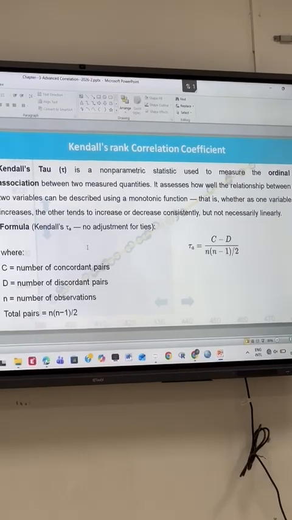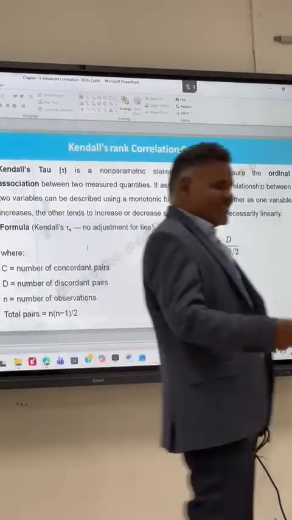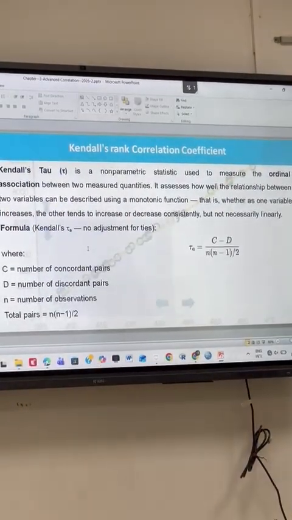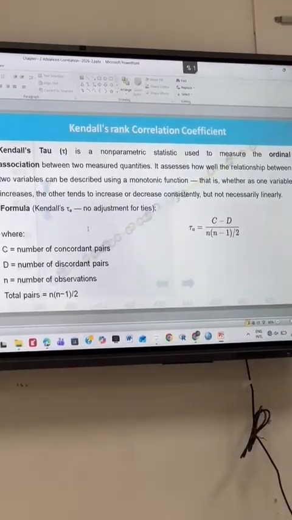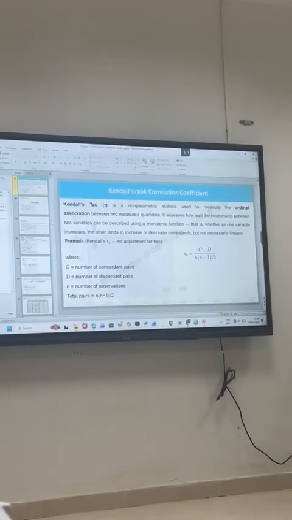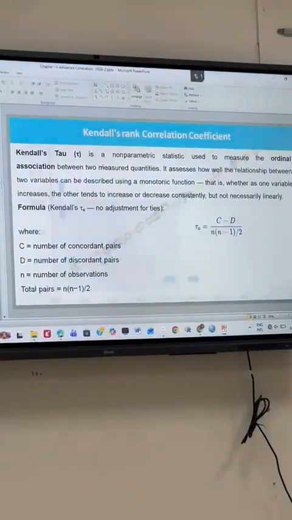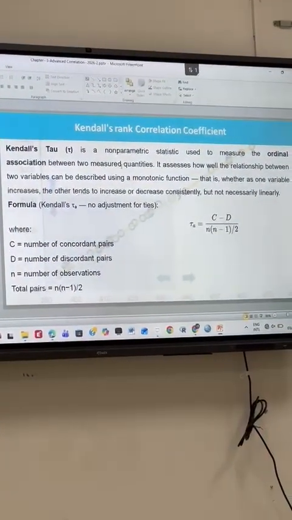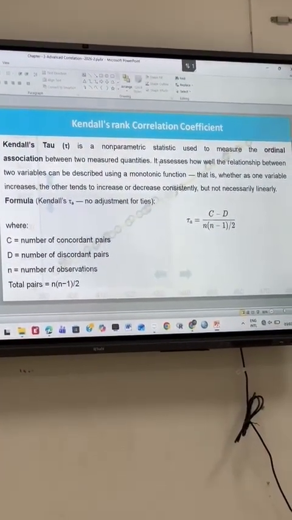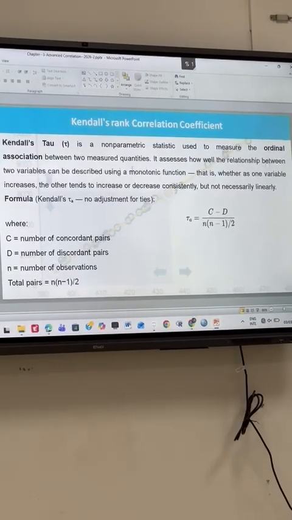Tau is a non-parametric test used to measure the ordinal association between measured quantities. So now it exhibits the relationship between the two variables.